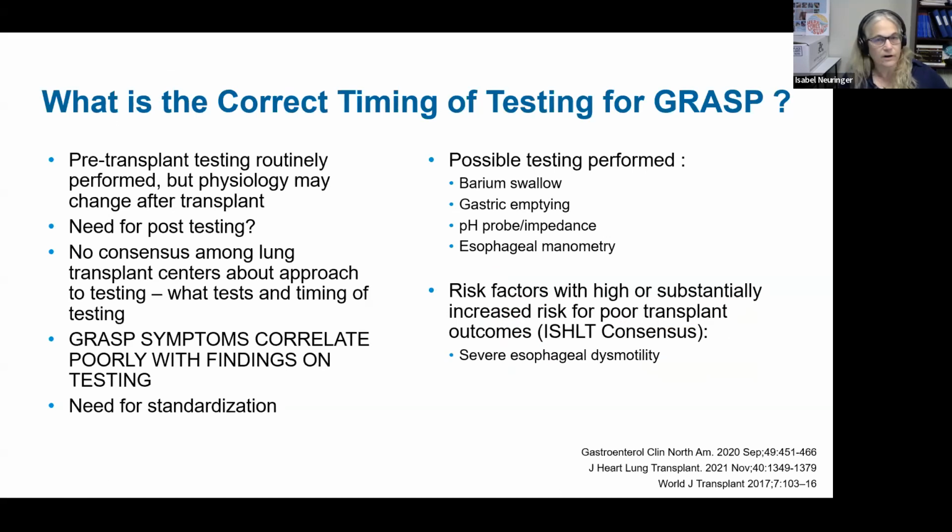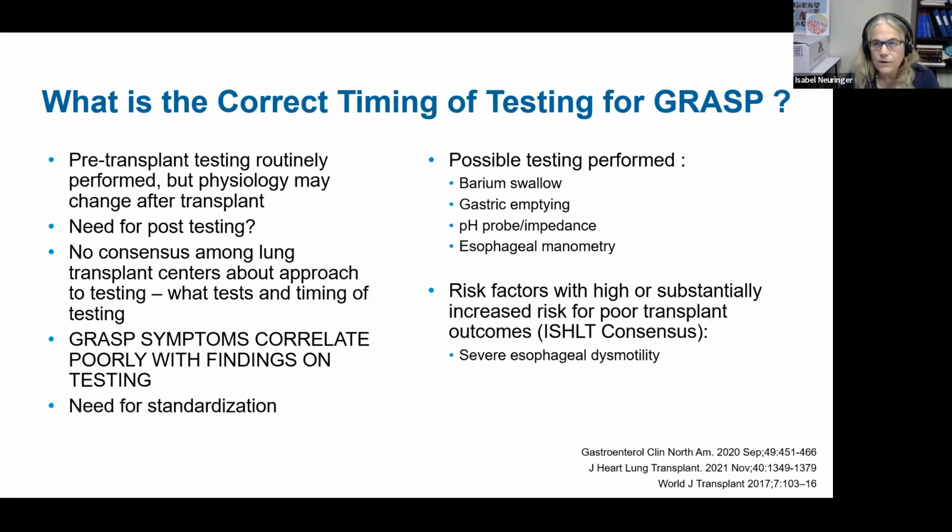Lastly, another gap in our knowledge is what is the correct timing of testing for GRASP. Pre-transplant testing is routinely performed, but the physiology may change after transplant. Thus, there is another need for testing after transplant. There is no consensus among lung transplant centers about the approach to testing, what tests, and the timing of testing.